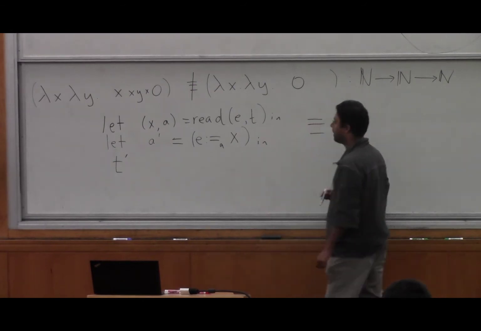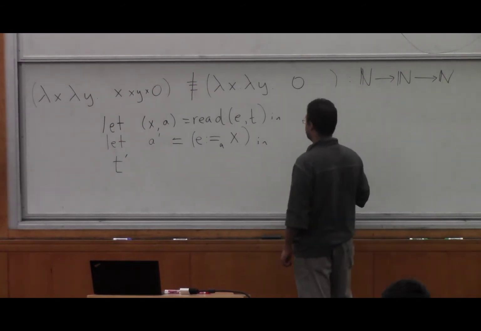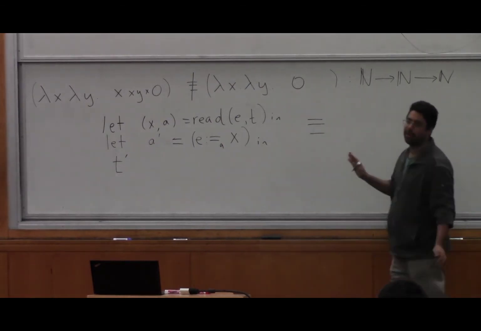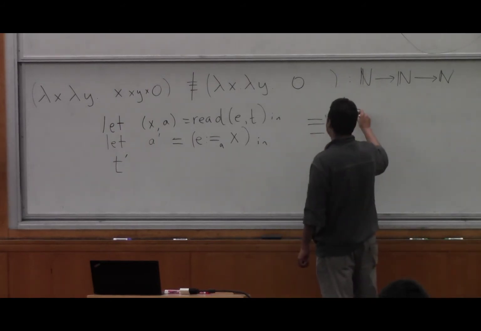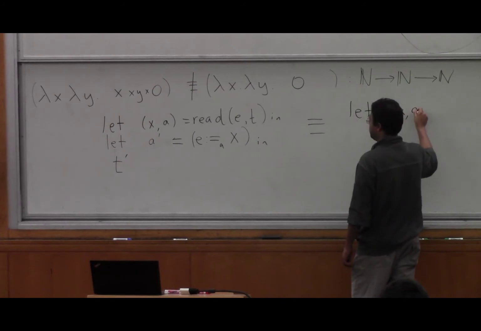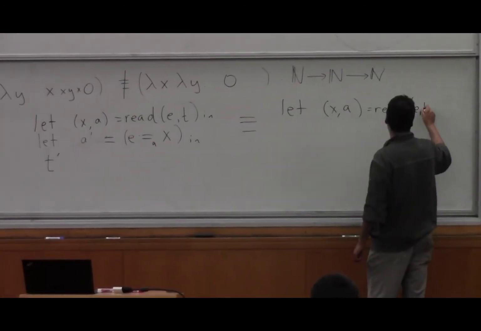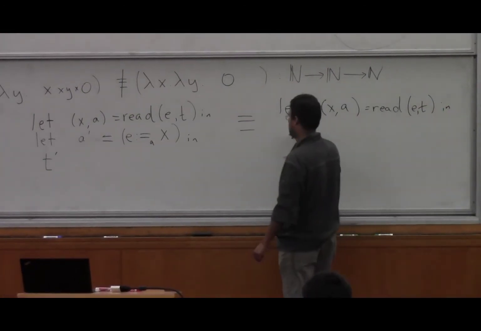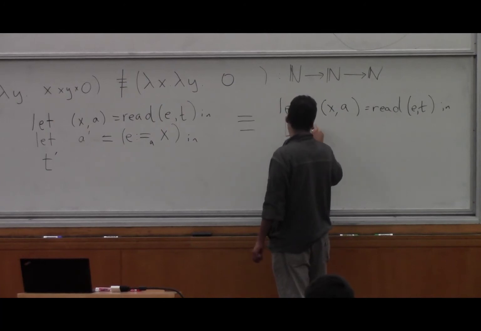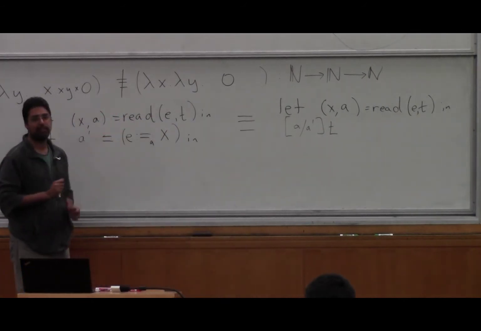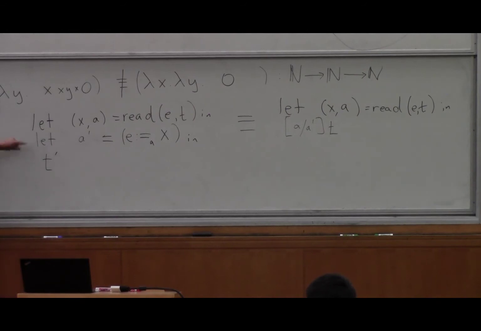And we really expect this program to be exactly the same as, let's see, like that, this second write is redundant. We don't need it. So we expect this to be the same as let x be the read of e in t prime. So what this optimization is saying is that this write is completely redundant. And if it happened to be the case that x didn't occur free in t prime, then we wouldn't even need to do the read.